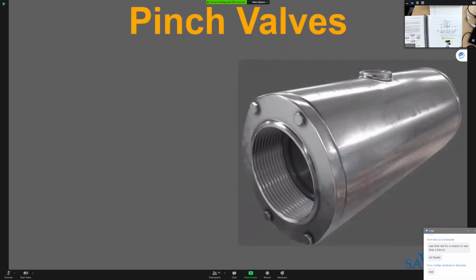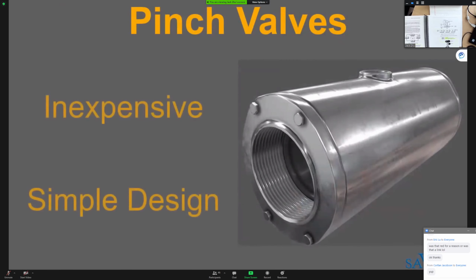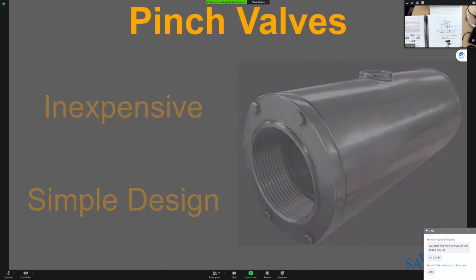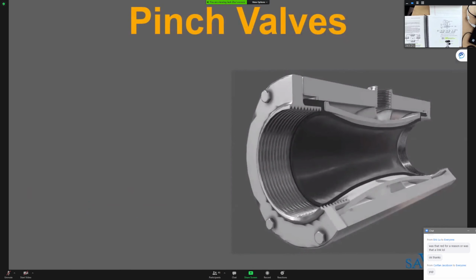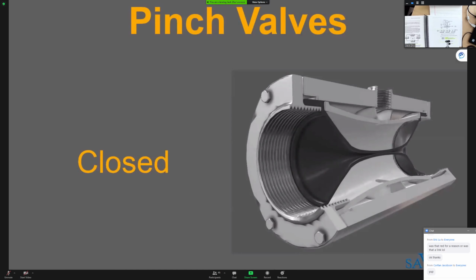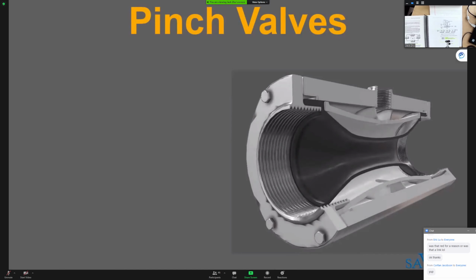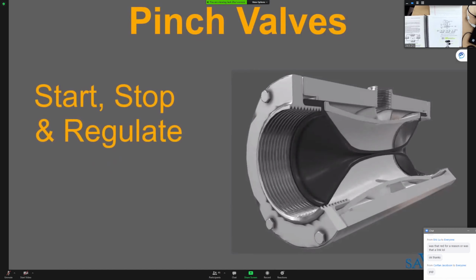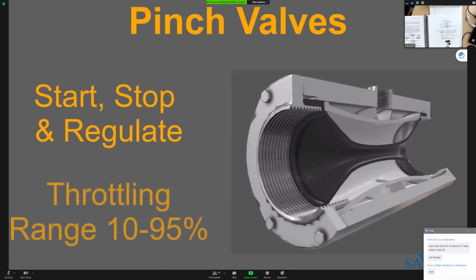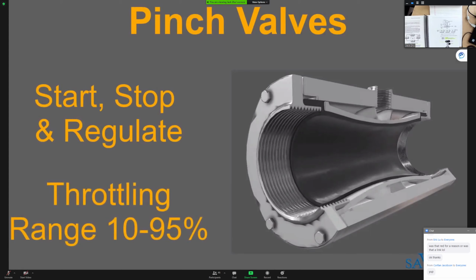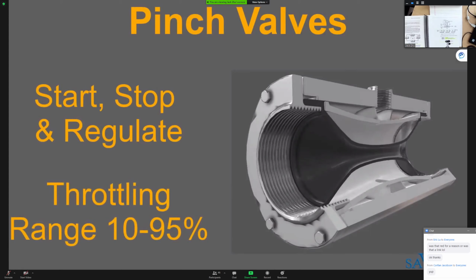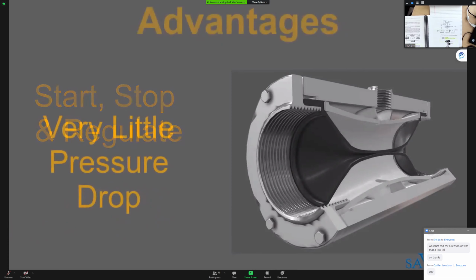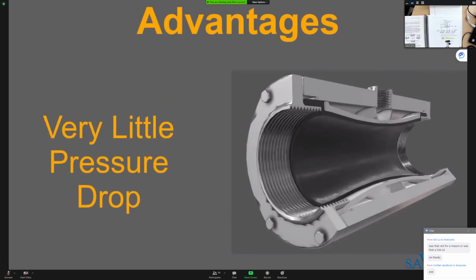Pinch valves are inexpensive and are the simplest of any valve design. The pinch control valve consists of a sleeve moulded of rubber or other synthetic material and a pinching mechanism. Pinch valves can be used to start, stop, or regulate flow. However, the effective throttling range is usually between 10% and 95% of the rated flow capacity. There is almost no pressure drop across a pinch valve.